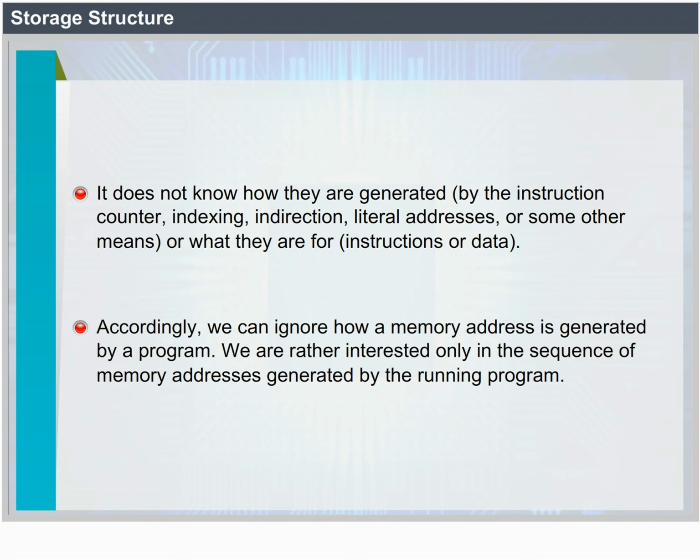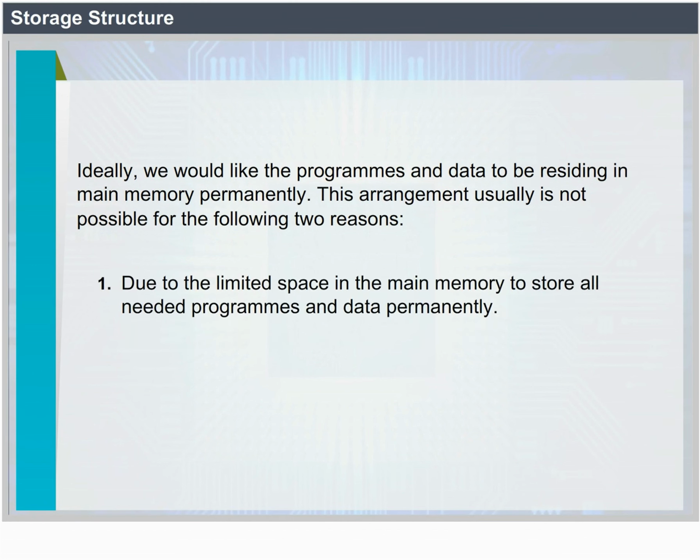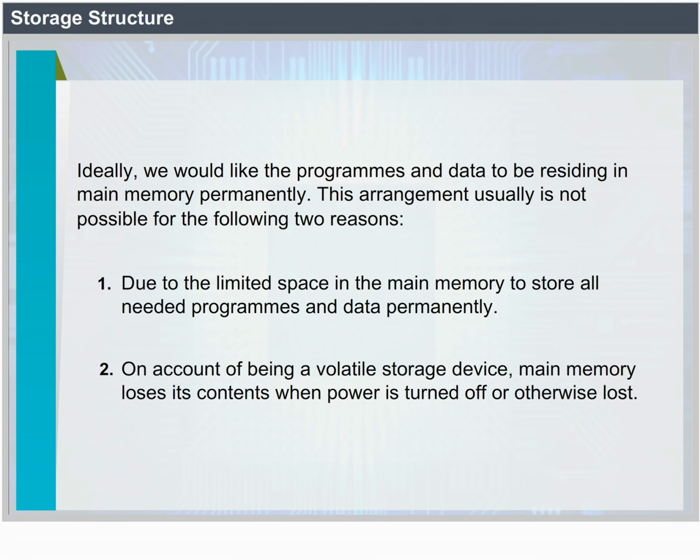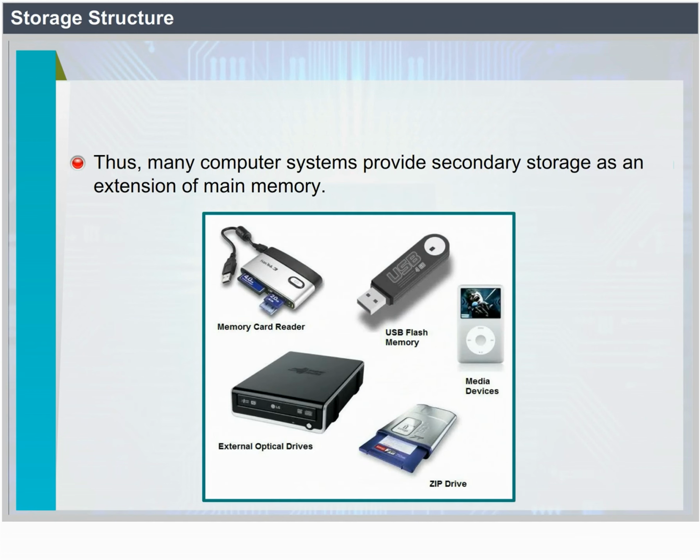Ideally, we want the programs and data to reside in main memory permanently. This arrangement usually is not possible for the following two reasons. One, main memory is usually too small to store all needed programs and data permanently. Two, main memory is a volatile storage device that loses its contents when power is turned off or otherwise lost. Thus, most computer systems provide secondary storage as an extension of main memory.